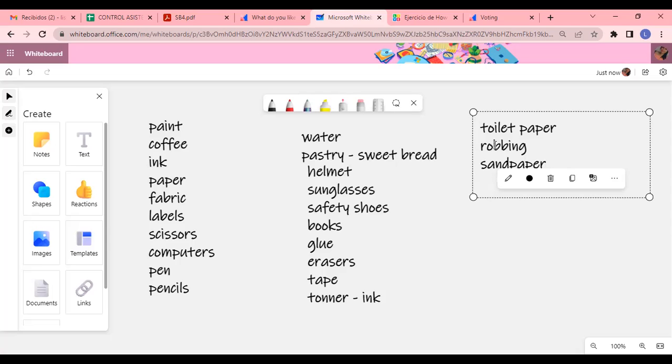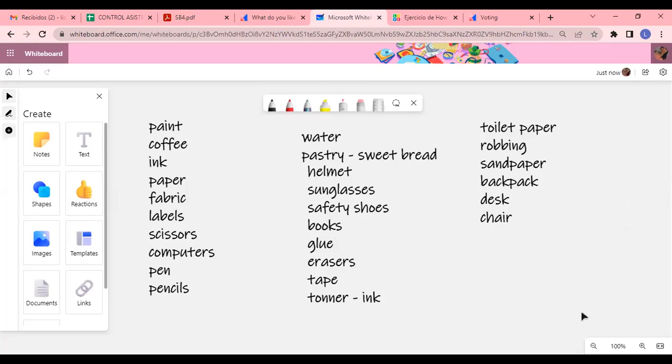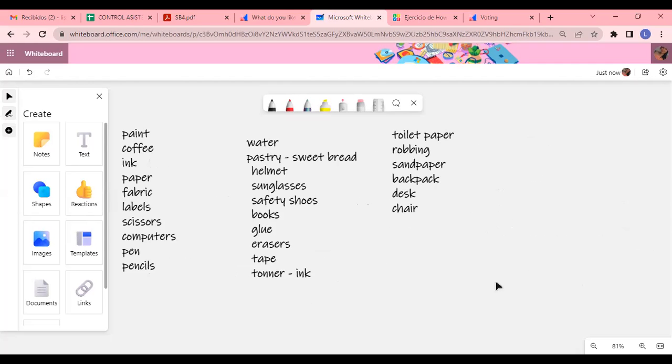Let's put some paper because I don't remember. Another one? Backpack. Definitely. Everybody needs a backpack, right? Desk. Back swap. Chair. Desk. Thank you. Very good. Chair. Yeah, very good. Excellent. Okay, very good sharing all of the things that you use and you buy in your workplace. That's amazing. Let's go with the next one.